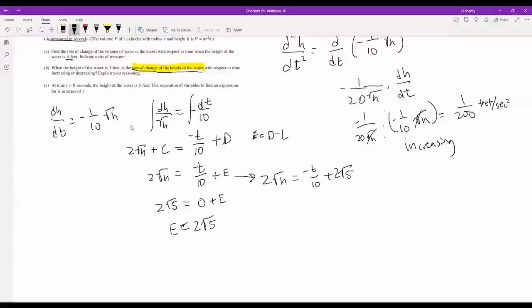So now we're finding h in terms of t. So we want to get this h all alone. This is just normal algebra. So divide both sides by 2. And then square both sides. And that is our final answer.